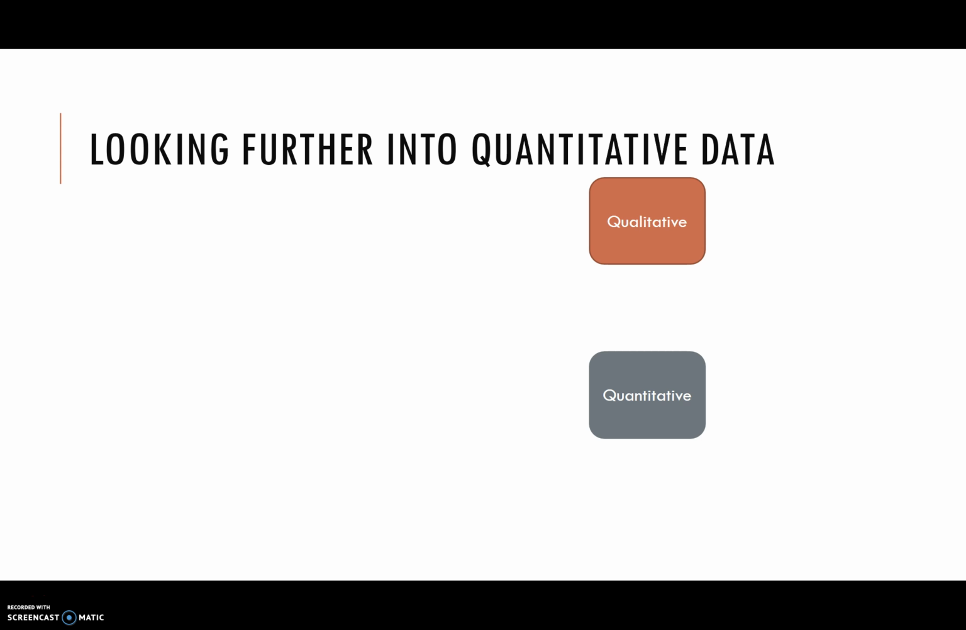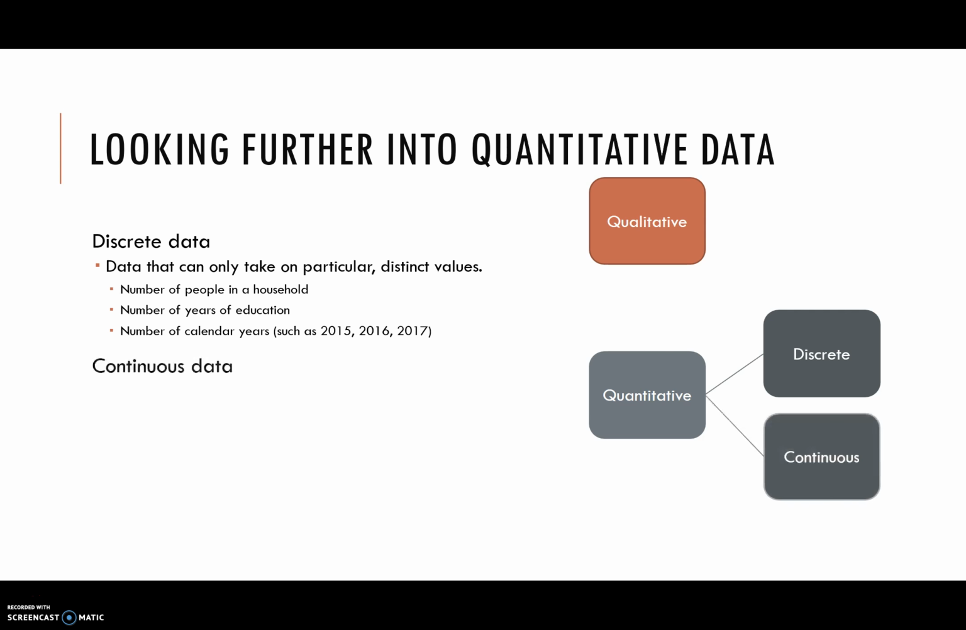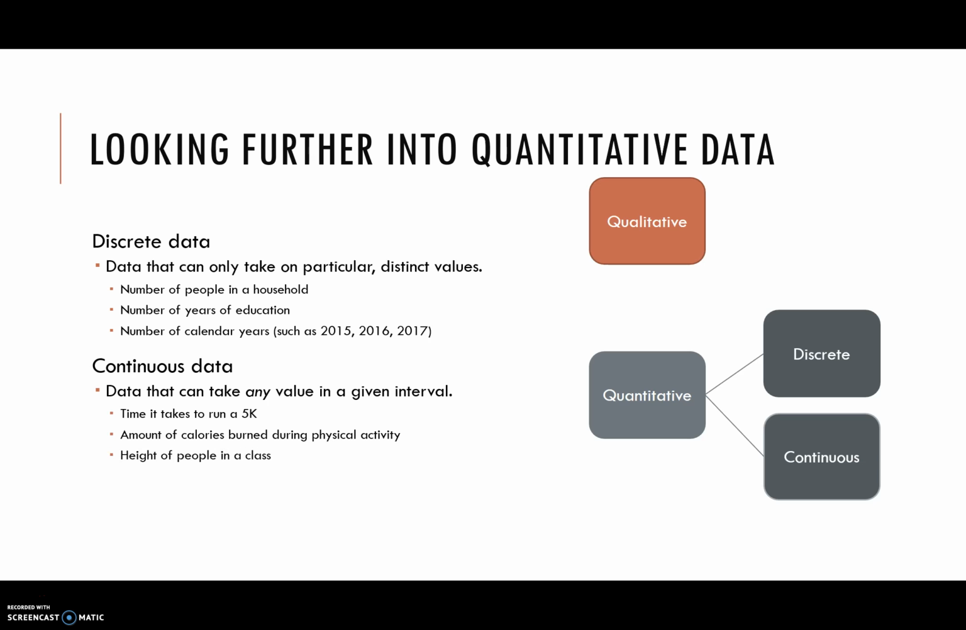So let's look further into quantitative data. We can actually subdivide it into discrete data, which are data that can take only particular distinct values, such as the number of people in a household, the number of years of education, the number of calendar years, such as 2015, 2016, 2017, or we can subdivide it into continuous data. These are data that can take any value in a given interval. For example, time it takes to run a 5K, the amount of calories burned during physical activity, height of people in a class.